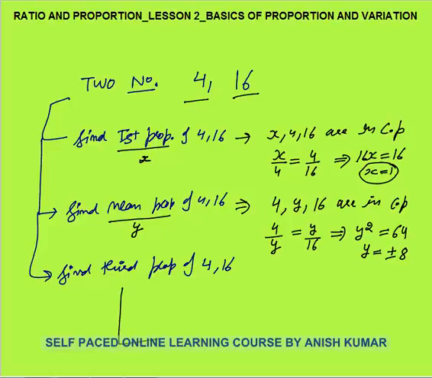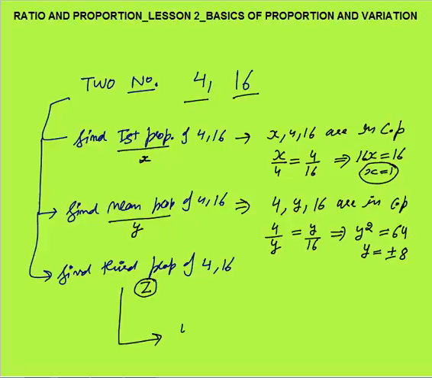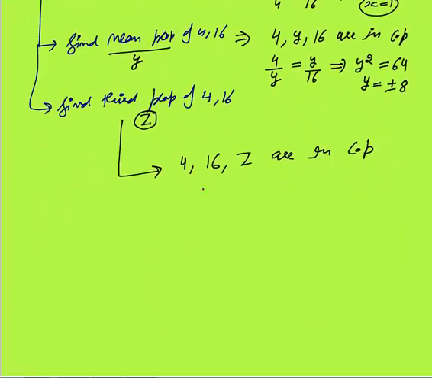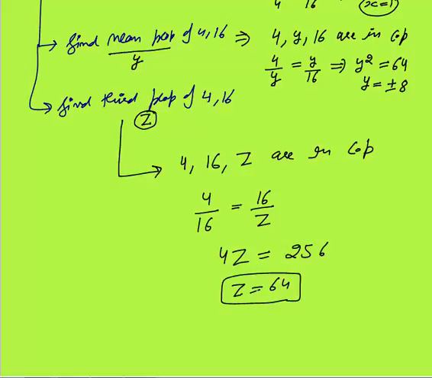What about the third proportional? Let's say the third proportional of the same two numbers, 4 and 16, is z. So we will say that 4, 16 and z are in continued proportion. Now again apply the basic definition. If three numbers are in continued proportion, first by second is equal to second by third. So can I say 4z will be equal to 256, z is equal to 64. So the third proportional will be 64 for the same numbers 4 and 16. So it means that if any two numbers are given to you, you can always find the first proportional or mean proportional or third proportional.